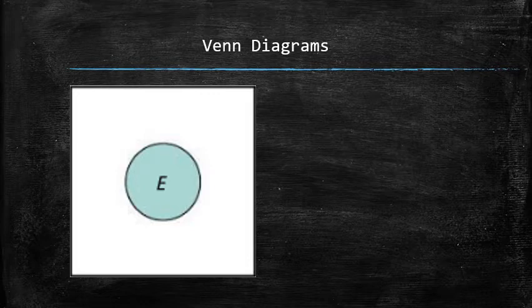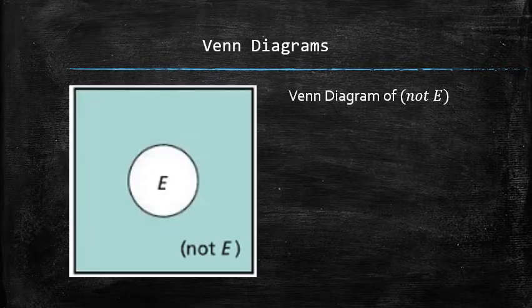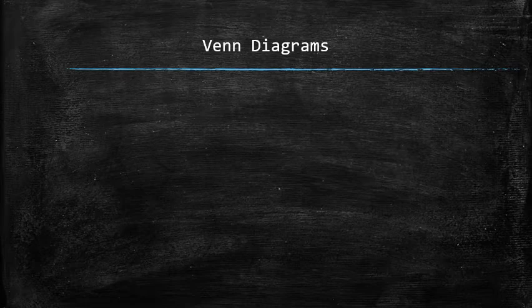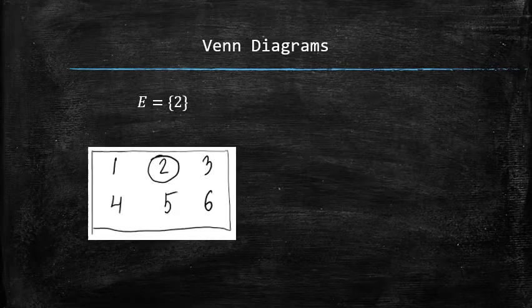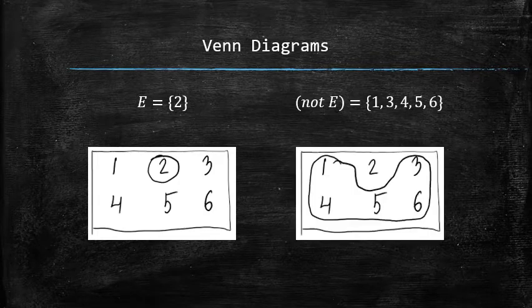Just like compound events are derived from the events, the Venn diagrams of compound events can be derived from the Venn diagrams of the original event or events. For example, this is what the Venn diagram of the complement of E looks like. For example, let E be an event in which we roll a die and get 2. Then this is what the Venn diagram of this event looks like. Then the Venn diagram for the complement of E can be easily derived from the Venn diagram of E.